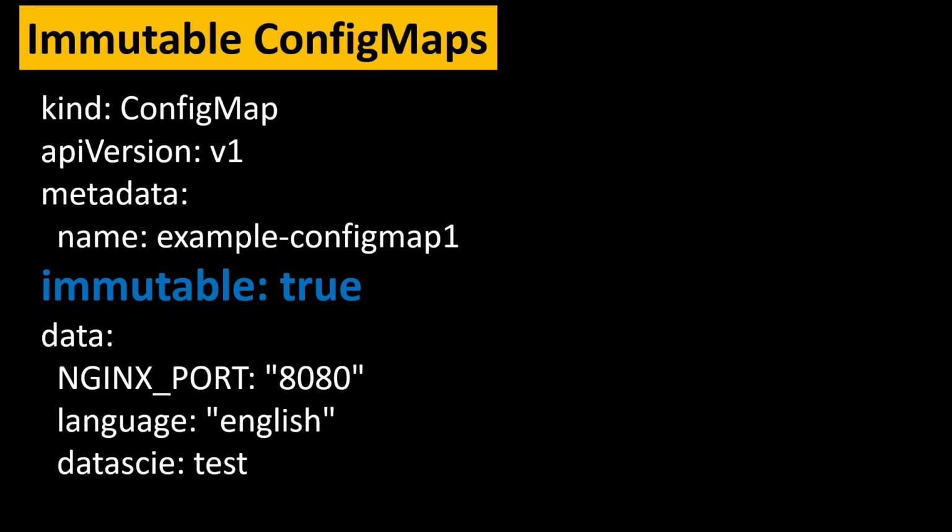And the last topic is the immutable config map. So what is this? If we add immutable: true, it means that once we create a config map with this option, we cannot update the config map in future. If we want to modify this config map, then we have to delete the existing one and create a new one with modified data. Please add this option wisely, and make sure that we are not going to update this config map in future.